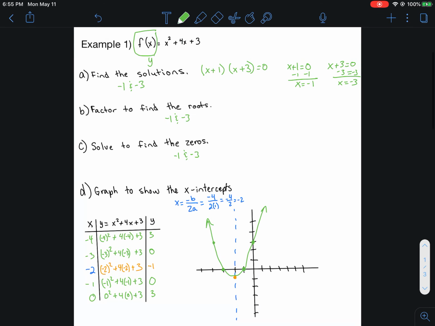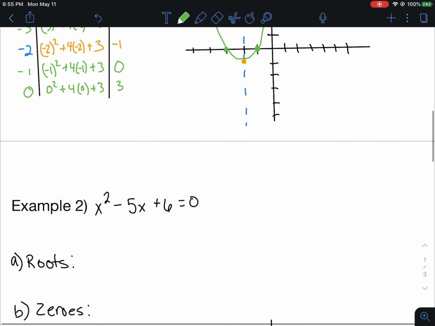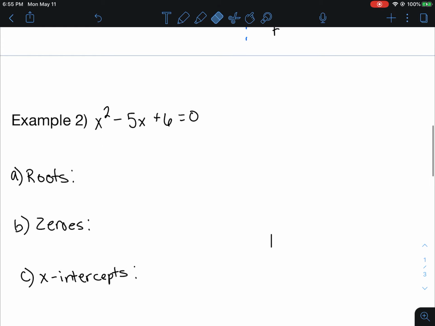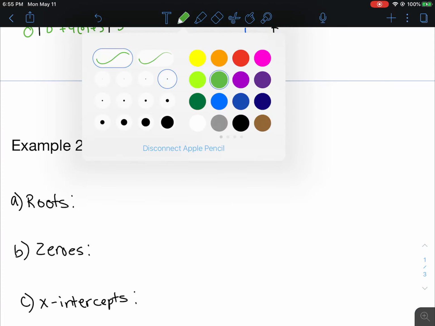So we have found the solutions, the roots, and the zeros. Remember that when we find x-intercepts, though, we do need to write them as an ordered pair. So (-1, 0), and then we also will have (-3, 0). An x-intercept has to be written as an ordered pair. Okay, so when we look at this one right here, remember that all we have to do is find the roots, the zeros, the solutions, the x-intercepts. Whichever one we find, we know the answers to all of them. Only the x-intercept is a little bit different when you write it.